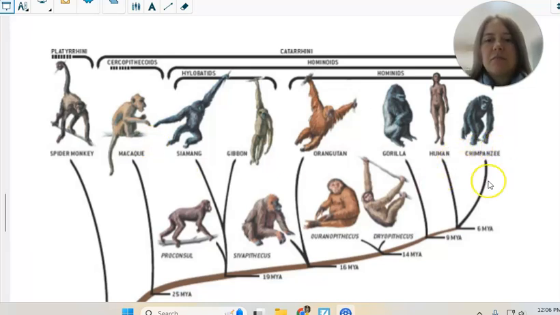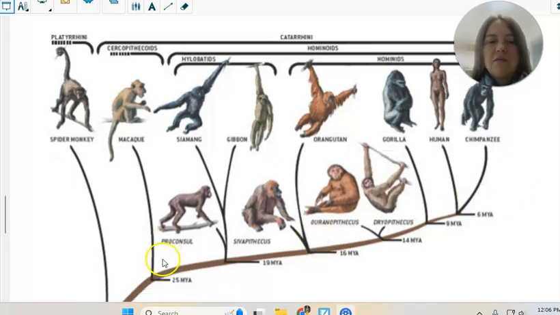And apes are different than monkeys. Apes have bigger bodies. Apes don't have tails, whereas monkeys have tails. Apes have an even larger brain to body ratio than monkeys do. And so they tend to be more intelligent and they live longer.